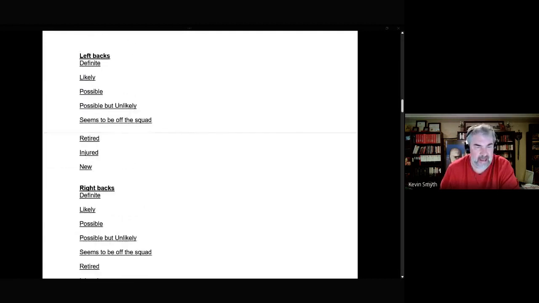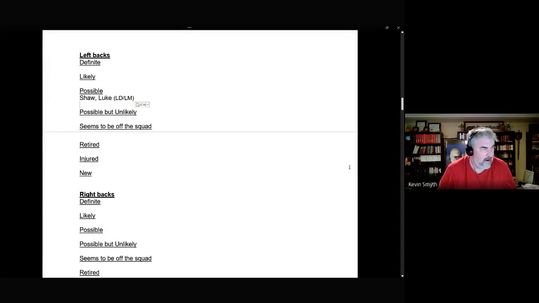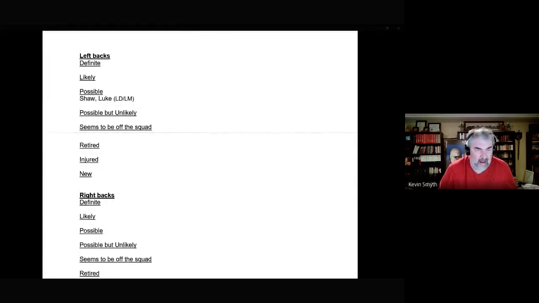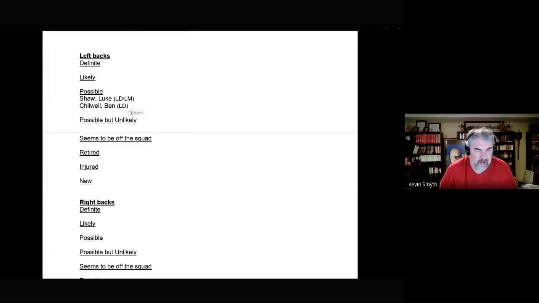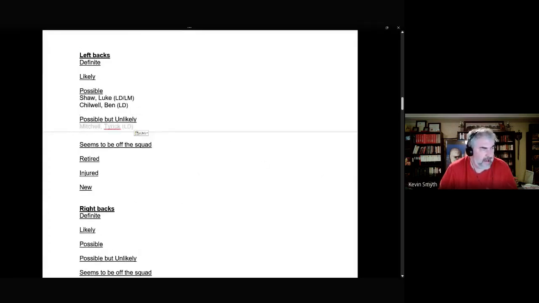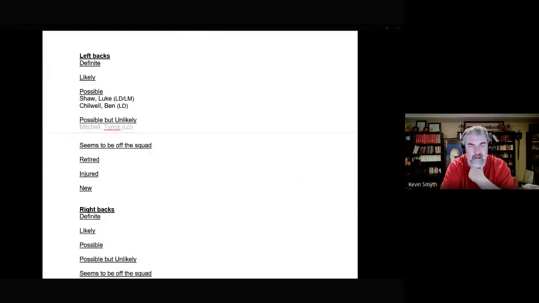Okay, we move on to left backs, and we have a possible candidate there in Luke Shaw, another possible candidate in Ben Chilwell, and then a possible but unlikely candidate in Tyrick Mitchell. But I must say another candidate in this position is Kieran Trippier, who is coded as a right winger, but actually plays all over the place. So I'll talk about him, but he almost seems the most likely candidate for this position now. But we'll go through the players.